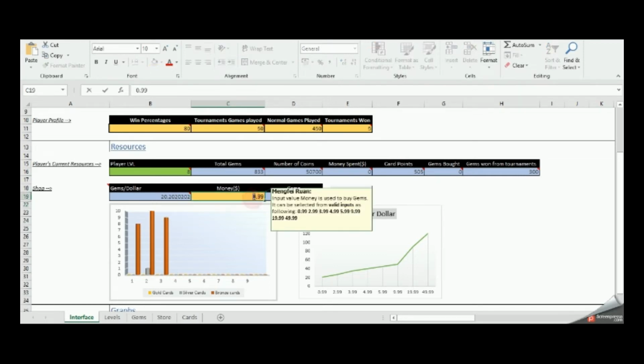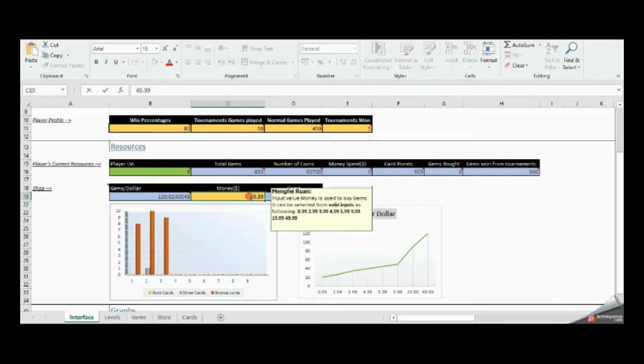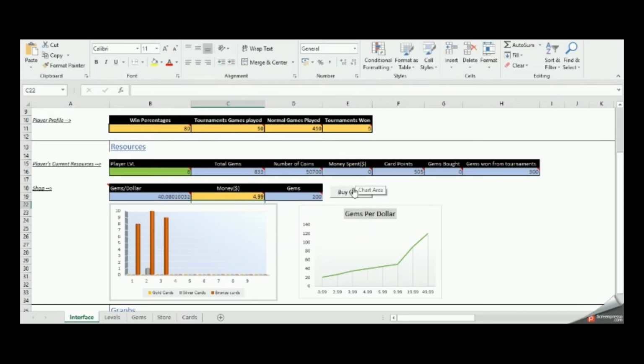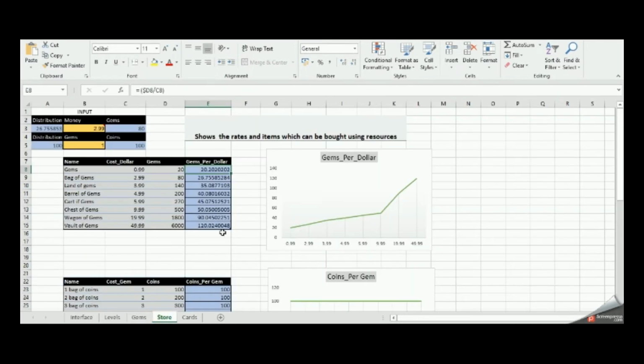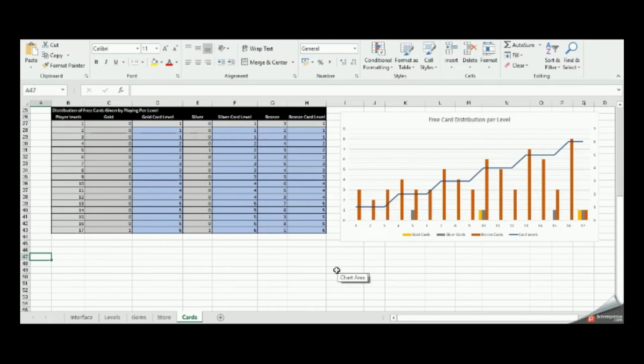Let's try the highest amount now, that is 49.99. As you can see, the gems per dollar has increased quite significantly. Let's say an average player spends about $5 on this. So let's go 4.99, and you buy the gems. Now you can see how many gems he has bought, and based on these gems you can actually buy resources from the stores, and these can be translated into cards or any other resources which are going to be designed.